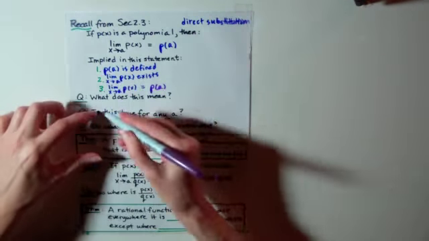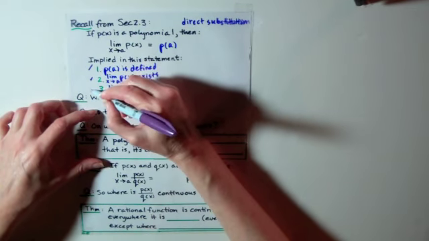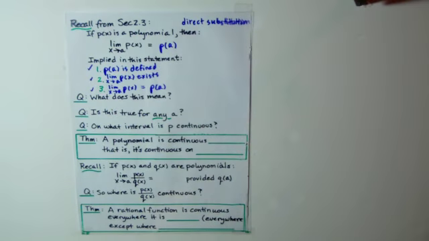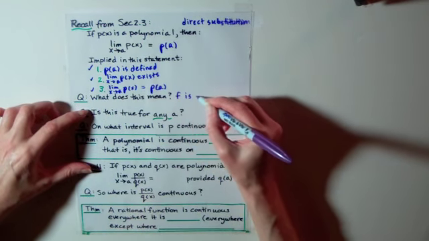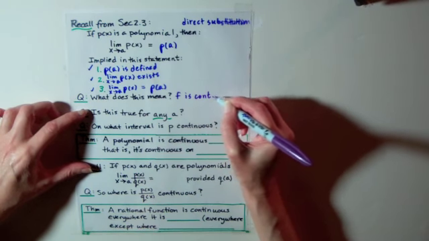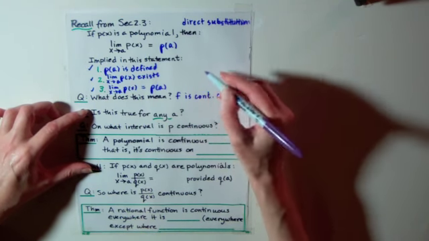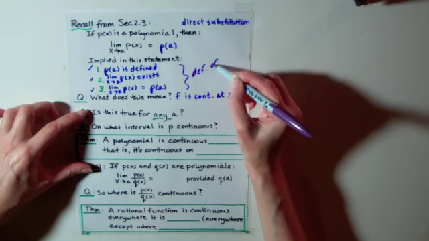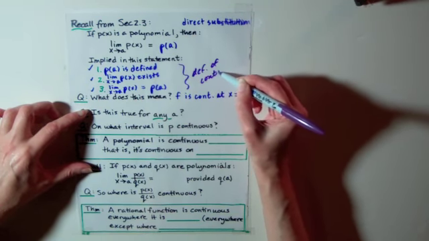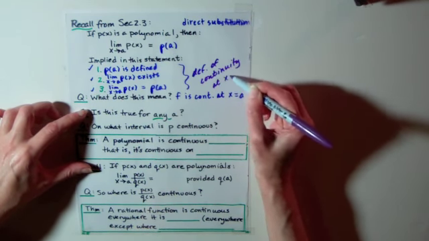Well, what does this mean? These are the three conditions in our careful definition of continuity at A. So this means f is continuous at x equal A, because this is precisely the definition of continuity at x equal A.